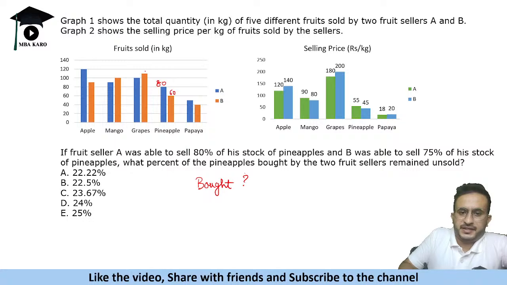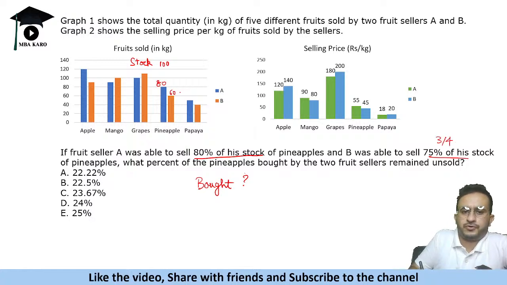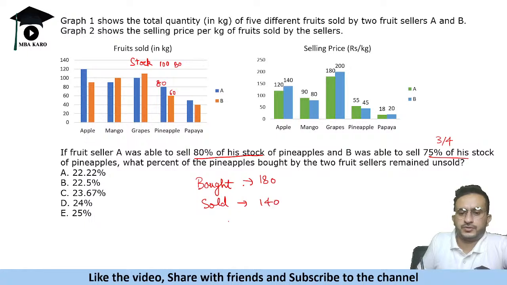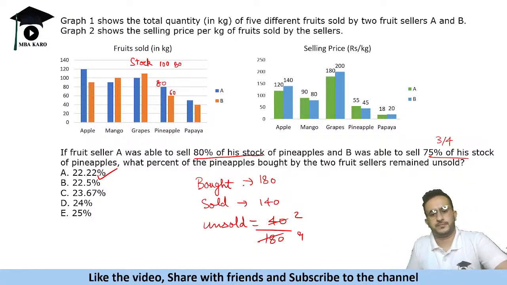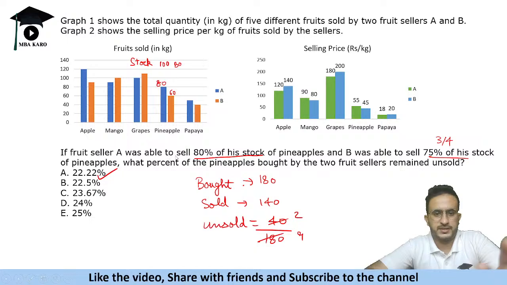So we are given that he sells 80% of his stock. Okay, so his stock will be 100. He sells 75% of his stock. 75% means three-fourth of his stock. So stock will be 4 by 3 times, that is 80. So total stock is 180. How much they sold? They sold 140. So unsold is 40. 40 by 180. That is 2 by 9. 2 by 9 is 22.22%. Okay, so that is the answer.